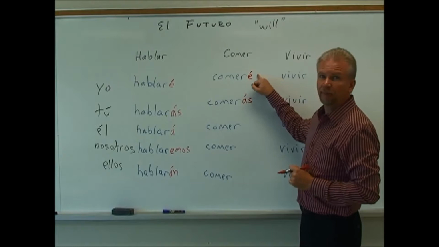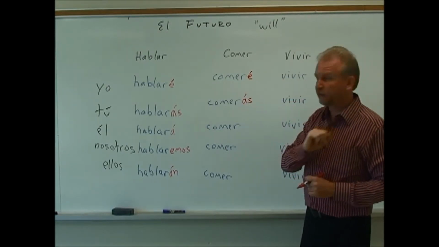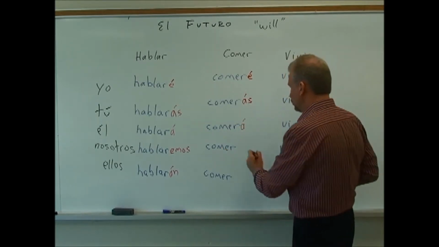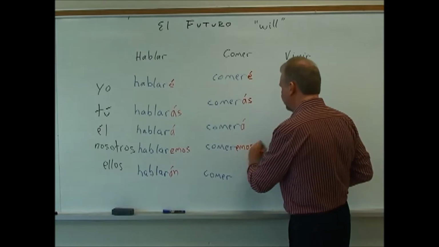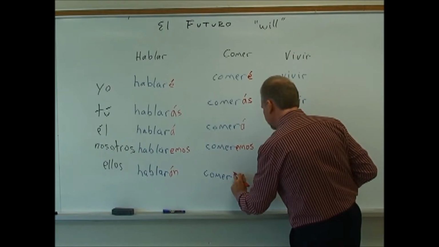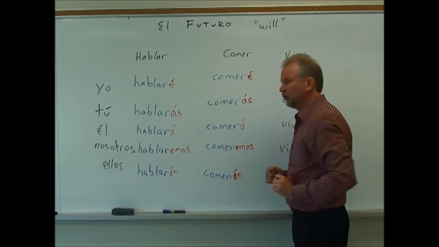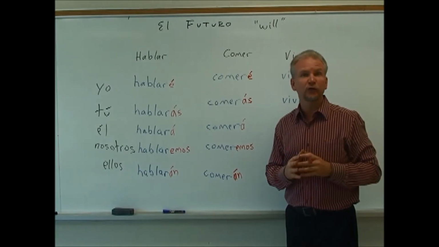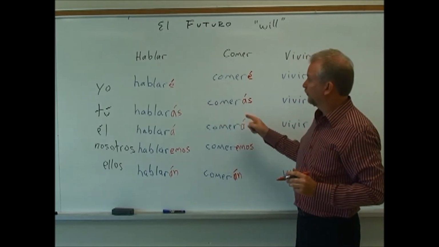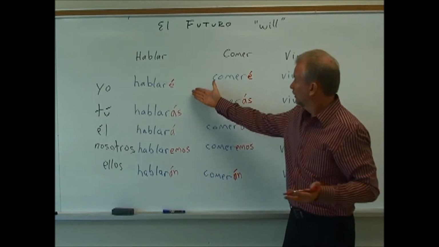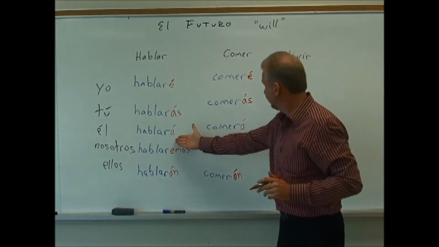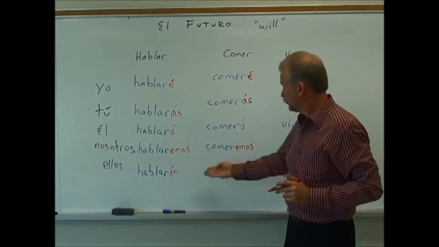Again, notice á, and here we're using é with those accents. Él comerá, he will eat. Nosotros comeremos, we will eat. Y ellos comerán, they will eat. Ellos comerán en el restaurante. They will eat at the restaurant. Do you see a difference here? Not really. We have é with an accent, ás with an accent on the a. Here we have an é, emos, án.